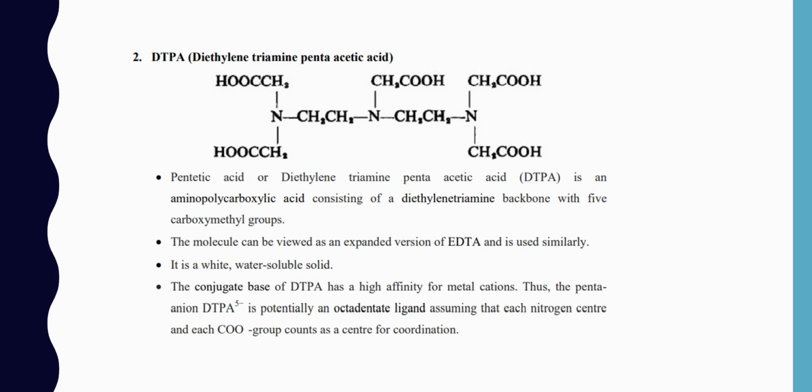Next is DTPA. DTPA is diethylene triamine pentaacetic acid. You can see the diethylene, 2 ethylene, here. Triamine, you can see 1, 2, 3. And pentaacetic acid, 1, 2, 3, 4, 5. So this is the structure of your DTPA, or diethylene triamine pentaacetic acid.